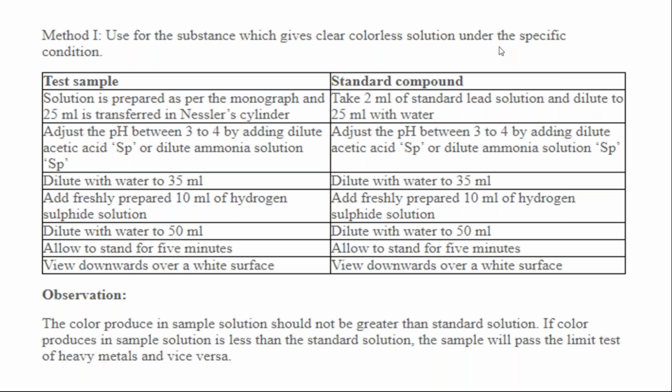Okay, so the observation is the same for all the methods. The color produced in the sample solution should not be greater than the standard solution for the test to pass. If the color produced in the sample solution is less, then the sample will pass. If the color produced in the sample is more than the standard, then the sample will fail the limit test. So this is just method 1, wherein you have used hydrogen sulfide solution. Okay, remember this, in method 1 we have used hydrogen sulfide solution.